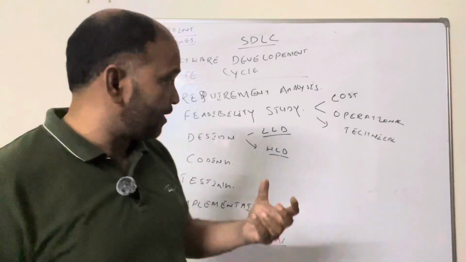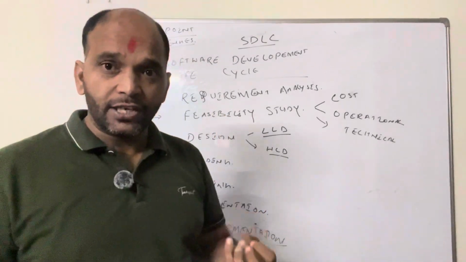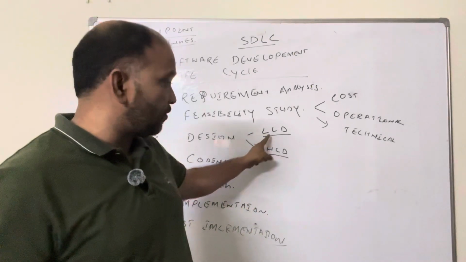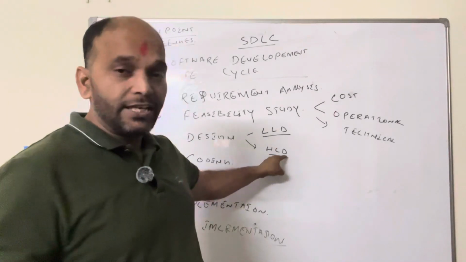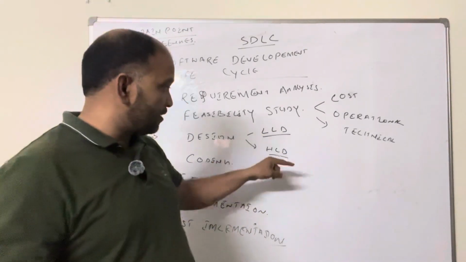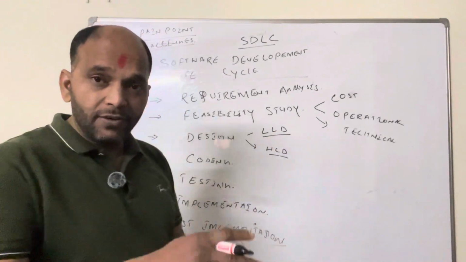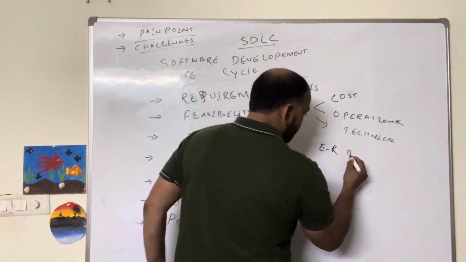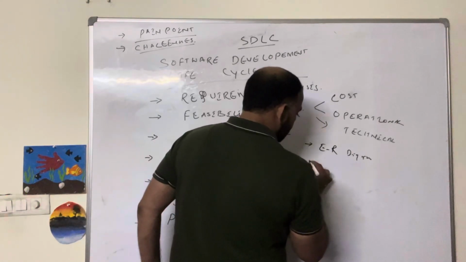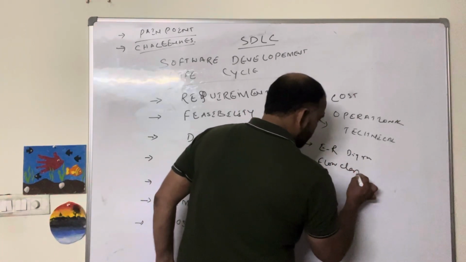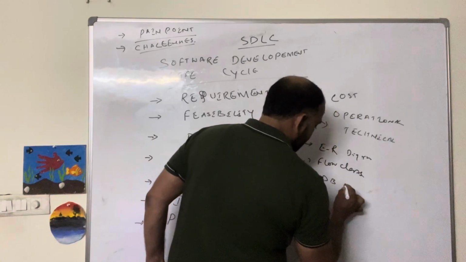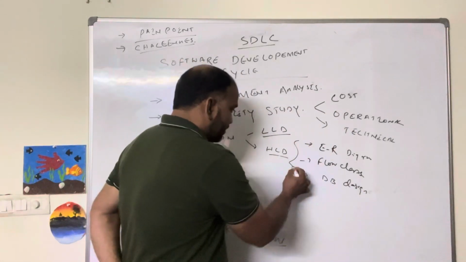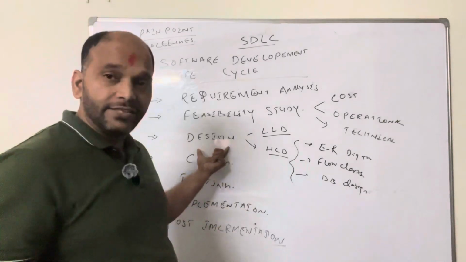So this feasibility study will produce a certain set of documents, and those documents will be consumed by design people, the ones who are working on design. The people will start building the databases, building the schemas, tables. They will start doing those activities. A few people will start working on ER diagrams, then flowcharts, DB design. So all these activities will start in parallel in the design phase.